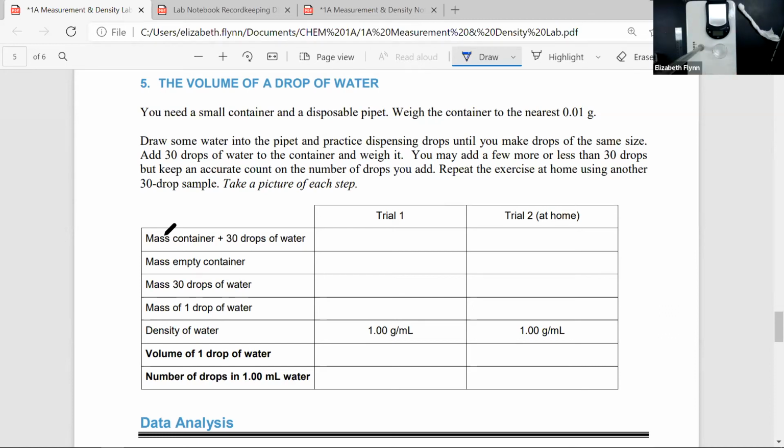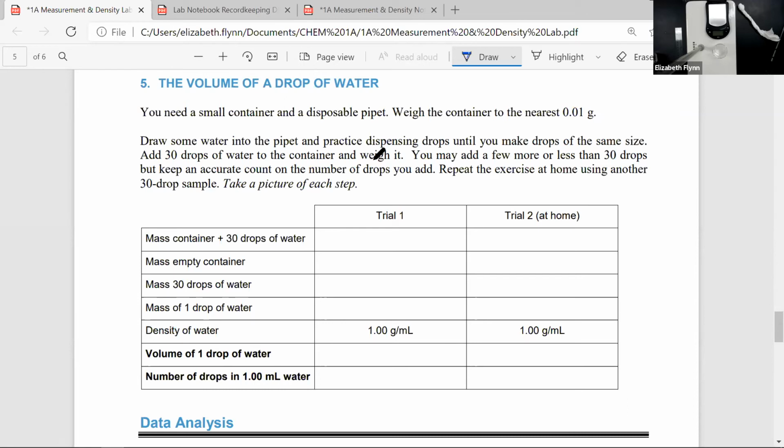And first you want to practice drawing some water into a pipette and dispensing drops until you make drops of the same size. You're going to add 30 drops of water to your container and weigh it, but make sure that you get the mass of the empty container first, right? Okay. So I don't have that up there, but oh no, it does. It does say right here that you need a small container, right? Weigh the container to the nearest 0.01 grams. So we're going to do that first.